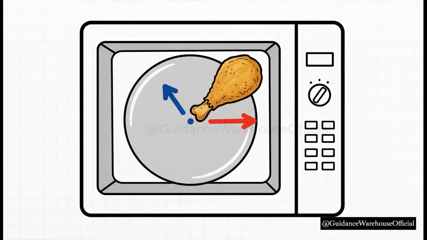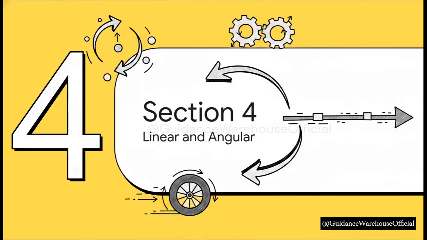Here's why. Centripetal acceleration is constantly pulling inward, changing the direction of the food so it actually travels in a circle instead of just flying off into the microwave door. But tangential acceleration, that's what changes the actual speed. It's the braking force. You absolutely have to have both forces for an object to slow down while staying in its circular path. And that brings us to section 4, linking linear and angular.